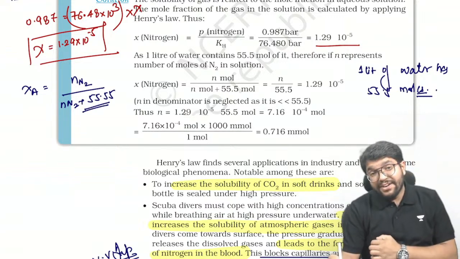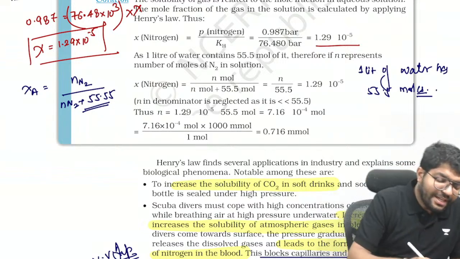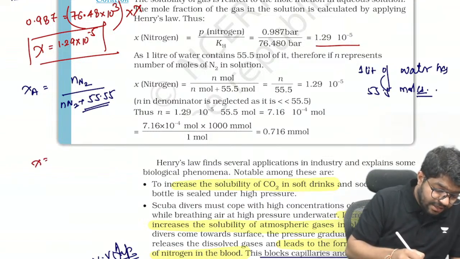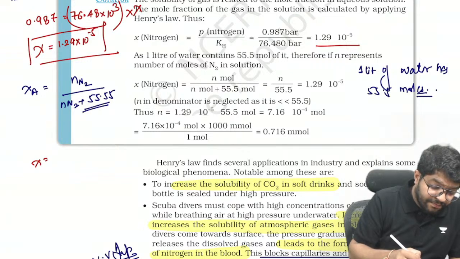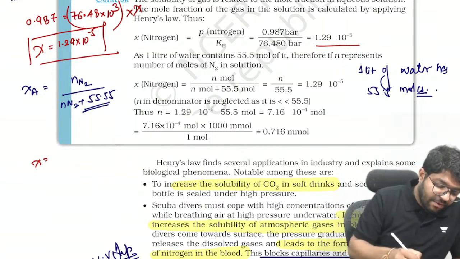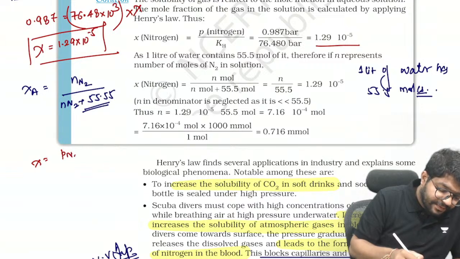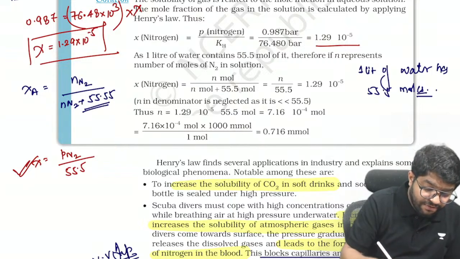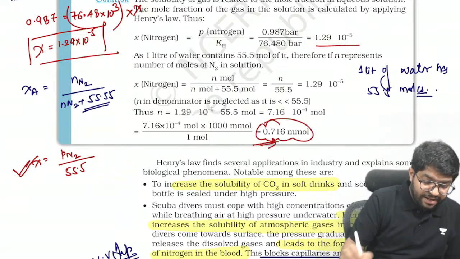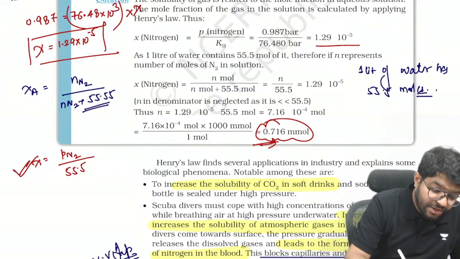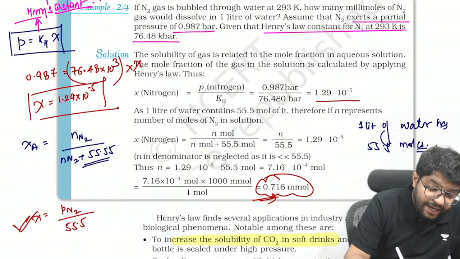But this value is very small, 10 to the power minus 5. Therefore, we neglect the addition in the denominator. And what we come up to is chi is equal to N2 upon N2 plus 55.55, so chi is equal to the moles of N2 divided by 55.5. And there you get the moles of your N2. Now calculate the millimoles of Henry's law constant.